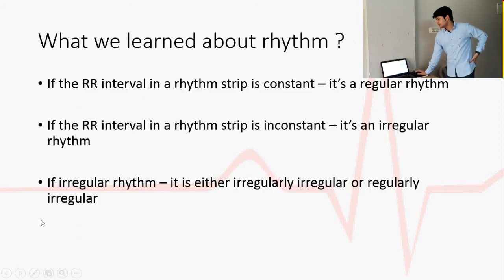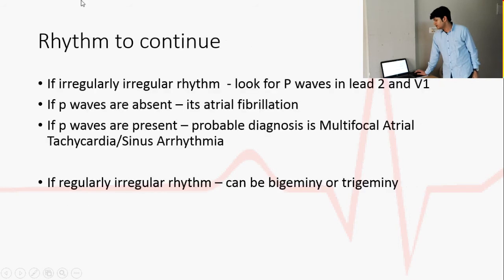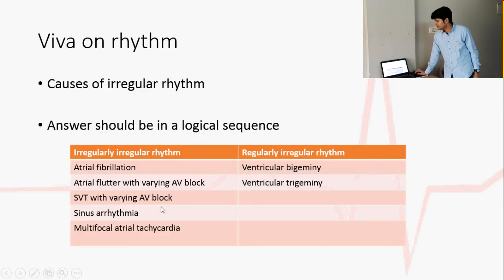Okay, so what we learned about the rhythm, the same thing. If the RR interval in the rhythm strip is constant, it's regular. If it's varying, it's irregular. If it's an irregular rhythm, you are going to decide irregularly irregular or regularly irregular. And if it's irregularly irregular, look for the P wave in lead 2 and V1. After that, if the P wave is absent, it's atrial fibrillation. If it's present, it can be either multifocal atrial tachycardia or sinus arrhythmia. And if the rhythm is regularly irregular, it can be either bigeminy or trigeminy.